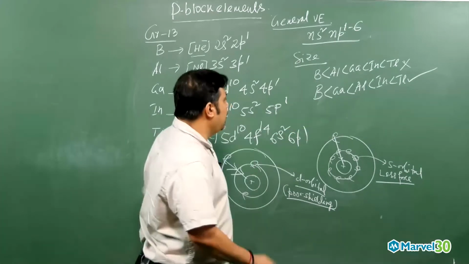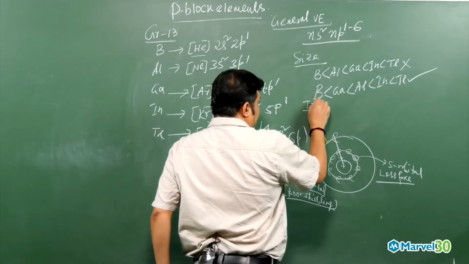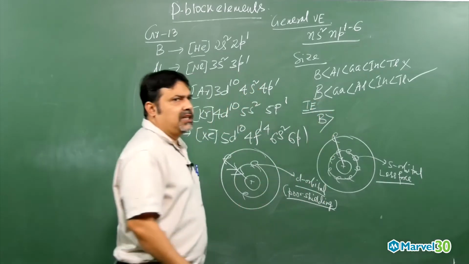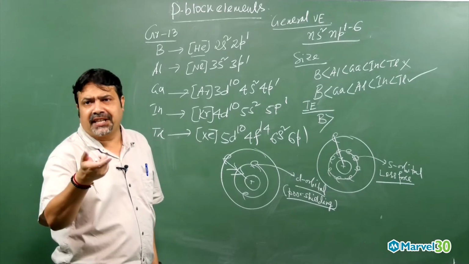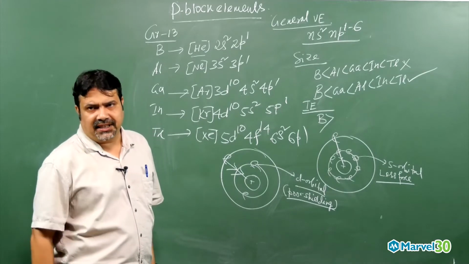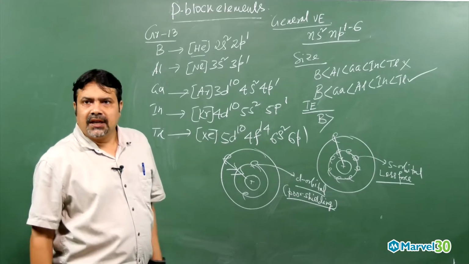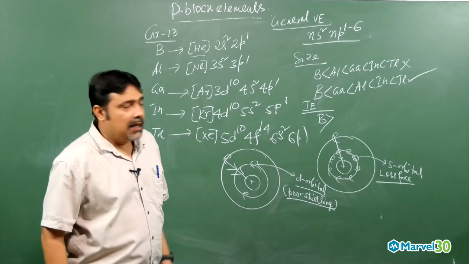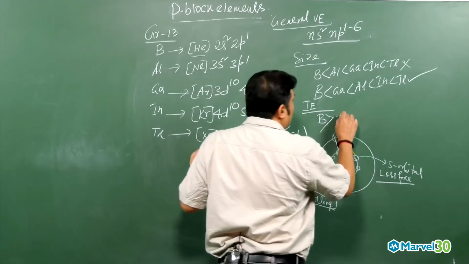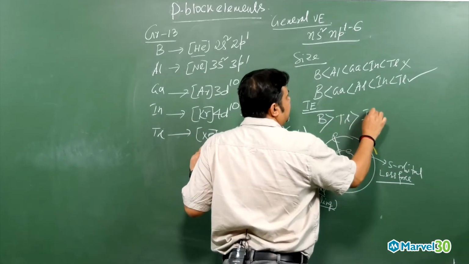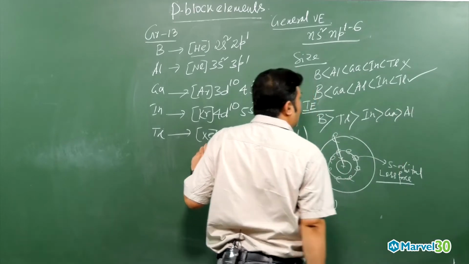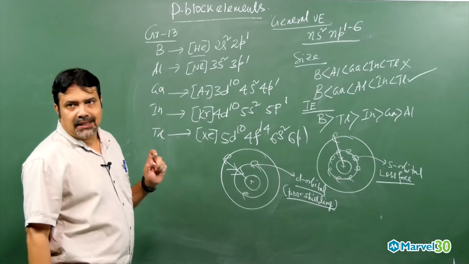And regarding the ionization energy, down the group size will increase, so ionization energy will decrease. Because of the size increase, the force of attraction of the nucleus to the valence electron will be less, and you can easily knock out the electron. But here the order will be like this: boron, thallium, then indium, then gallium, then aluminium. This order is observed in the case of ionization energy.